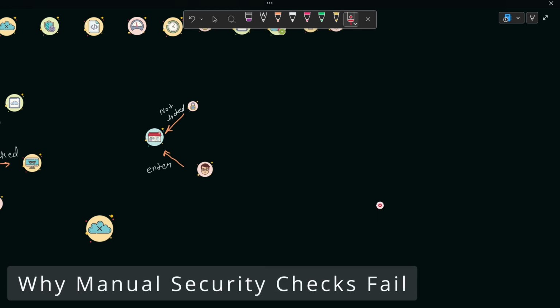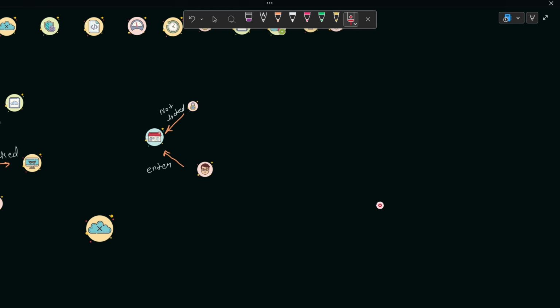So now we will understand why manual security checks fail. Manual checking does not work in the cloud because infrastructure changes very frequently. New services are added regularly. Each cloud service has different security rules, and humans miss small but critical details of the security checks. Security must be automated, continuous, consistent. This leads to the need for cloud security scanning.